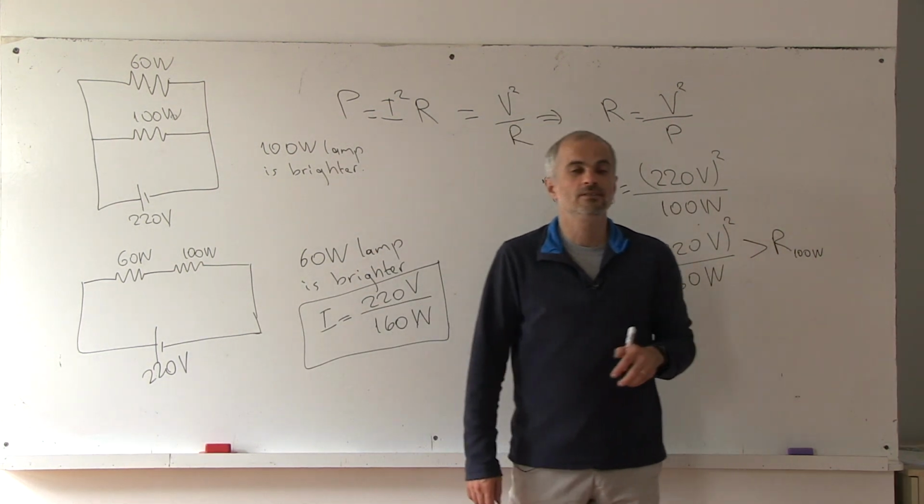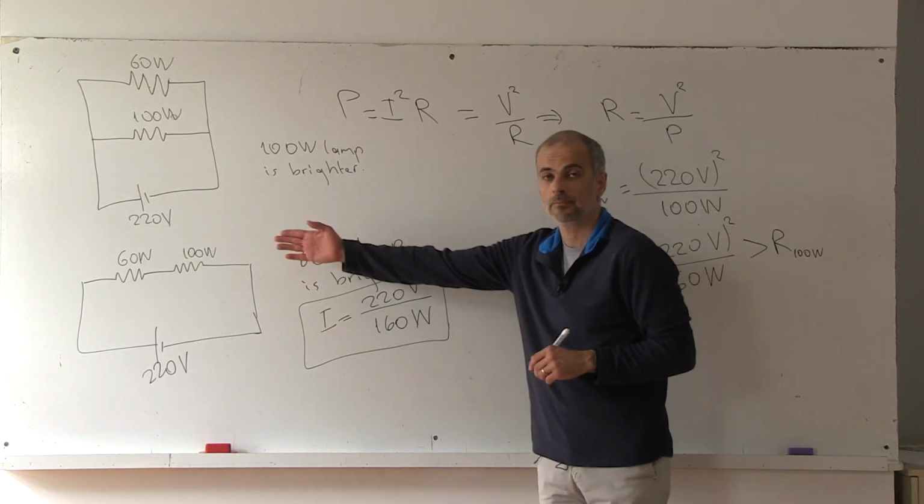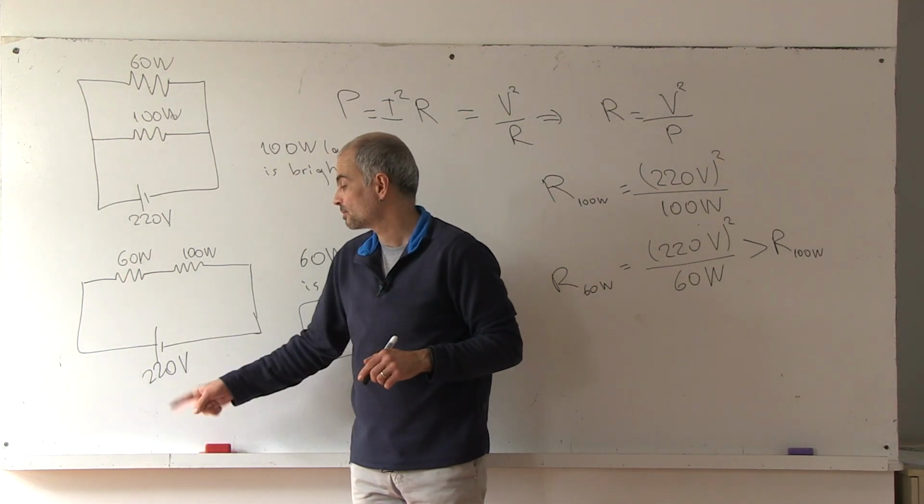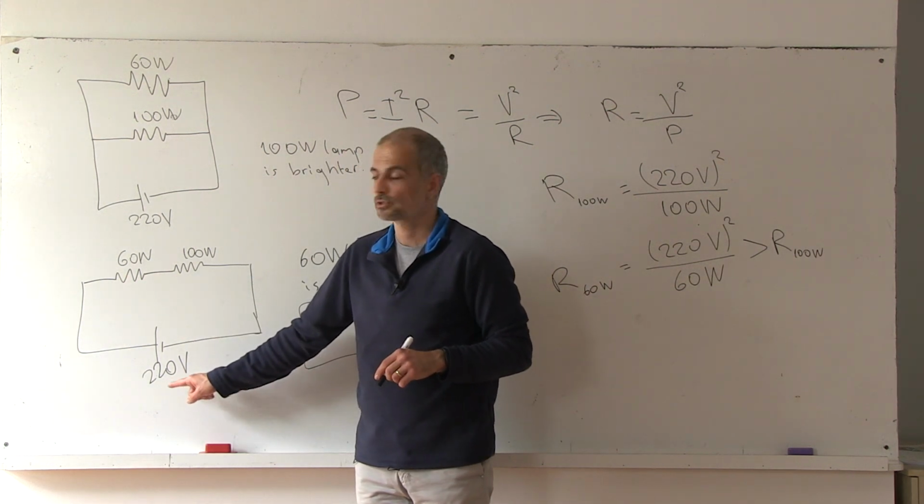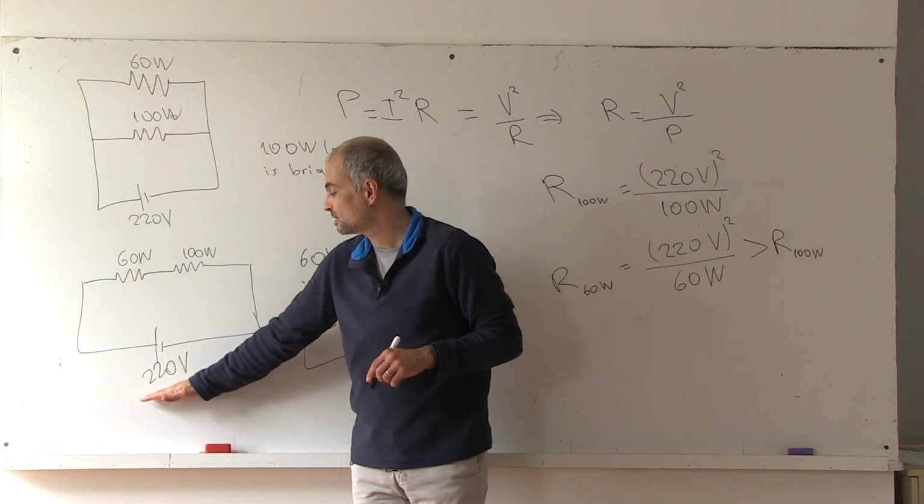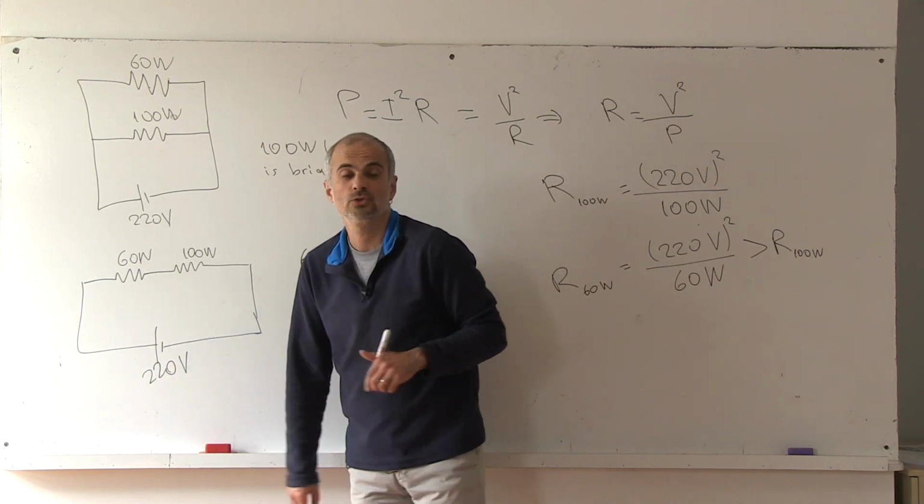So whenever you are interpreting the ratings on a given device, given equipment like the lamps, the power ratings always correspond to a specific voltage. In Turkey, whenever you read the wattage of a device, it will always correspond to the case when you use that device at 220 volts.